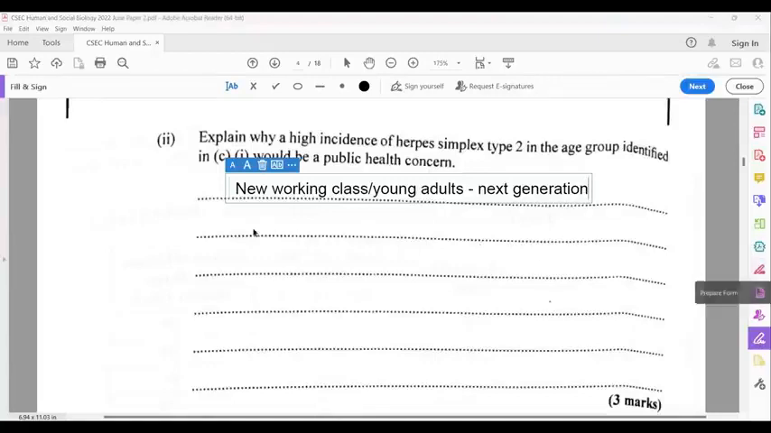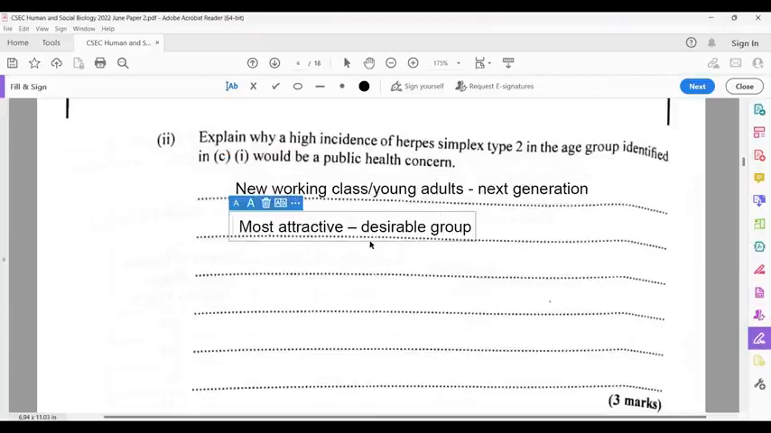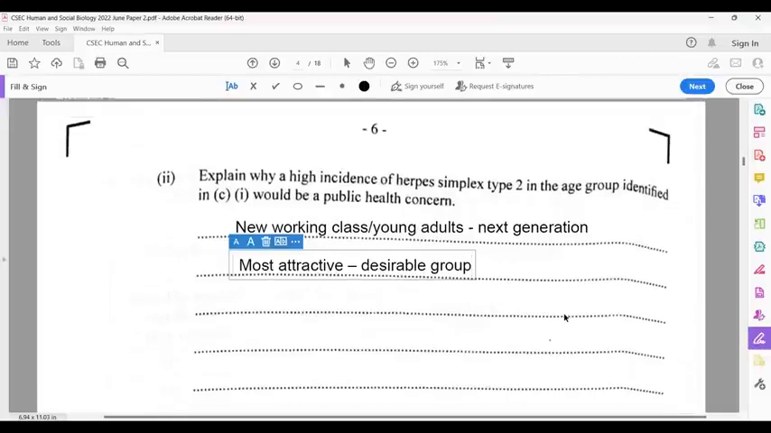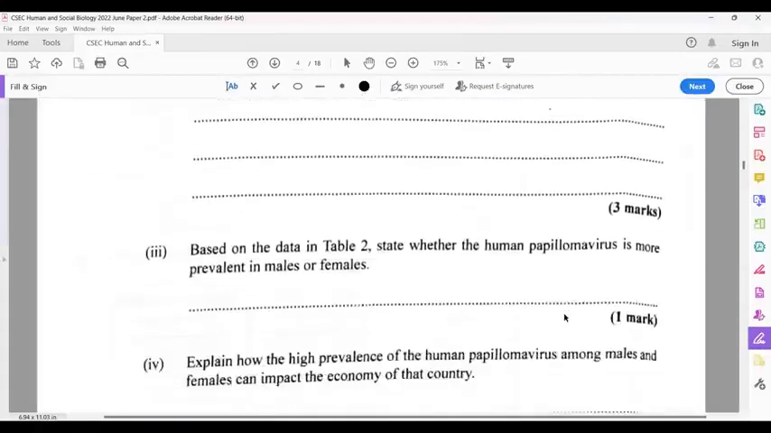This is also the age group that is most desirable, most attractive. All right? They would be looking for spouses, etc. So they are of great concern. If you have an outbreak in that age group, it means public health needs to pay particular attention to that age group. You don't want that age group dying off.